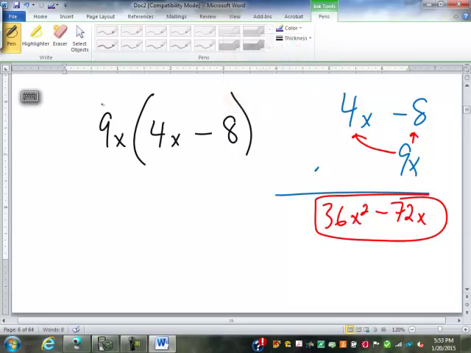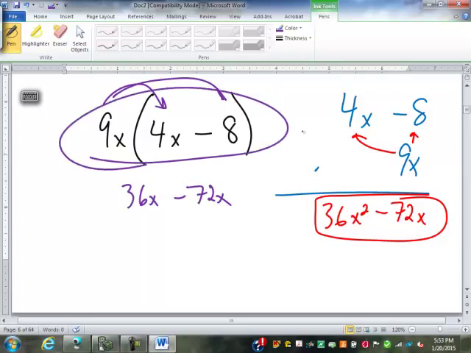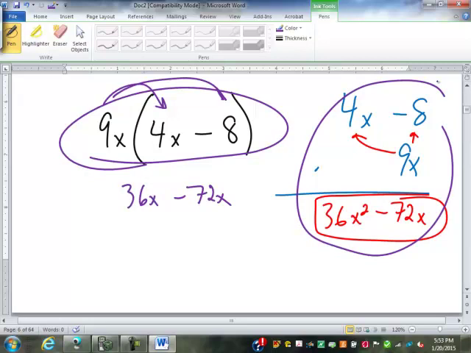Or if you're distributing, it'd be 9x times 4x is 36x squared. 9x times negative 8 is a negative 72x. If you're used to doing it that way, I'm not going to stop you. I just want to show you this way for a while so you can actually see the real way of multiplying them out. In a little bit when we start solving equations and stuff, I am actually going to start doing them all that way as well, just because it saves a little time and it saves a little space.